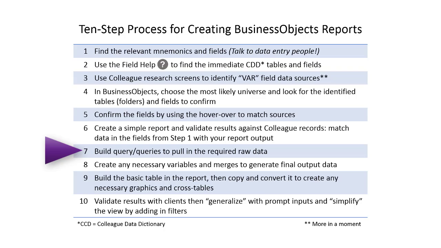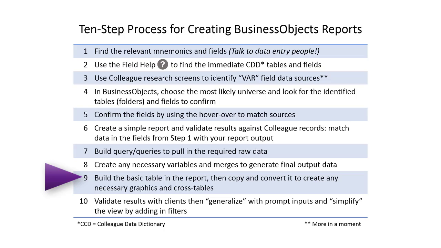Now, in step 7, you can tighten up your query by adding filters or additional fields, such as descriptions, to help with your report. Run your query. At this point, you can create any unique variables for your report, merge any necessary fields, and generally get the data ready for reporting.